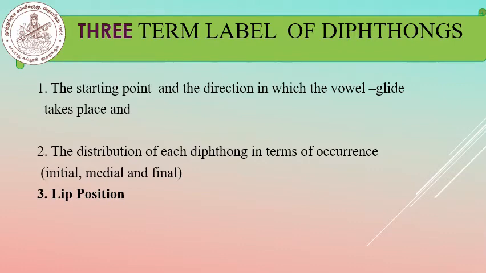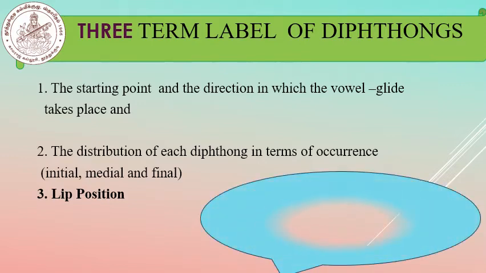The second one is the distribution of each diphthong in terms of occurrence. The diphthong can occur in a word initially, medially and finally. And the third one, as in monothongs, is the lip position. The lip position can be open, close, neutral, open rounded or close rounded, neutral or spread.